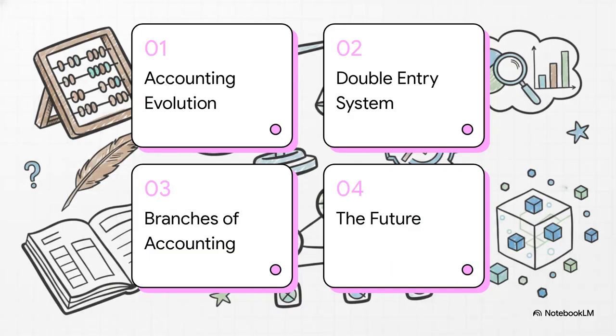Okay, let's dive right into our syllabus for today. We're breaking this explainer down into 4 bite-sized units. First up, accounting evolution. Second, the double entry system. Third, the branches of accounting. And finally, Unit 4, the future.